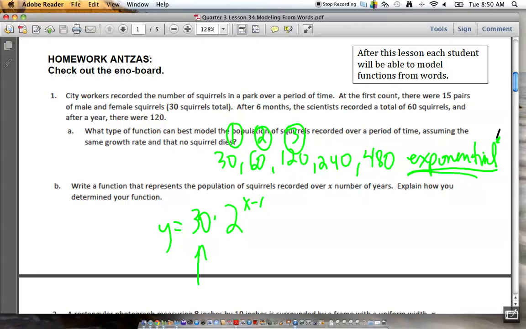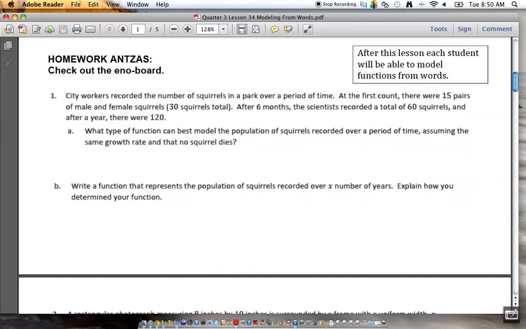So if I plug in a 1, what's 1 minus 1? What's anything to the 0 power? 1. And then 1 times 30 is? 30. So this is always the initial value. This is always the common ratio. Again, we've been over this, so you should be comfortable with it. And that is always going to be x minus 1, because I got to get to 0 to make the first one. So that's why it's always x minus 1. Okay? Preguntas?